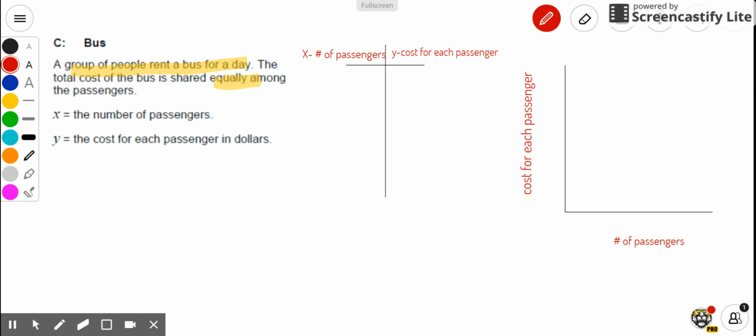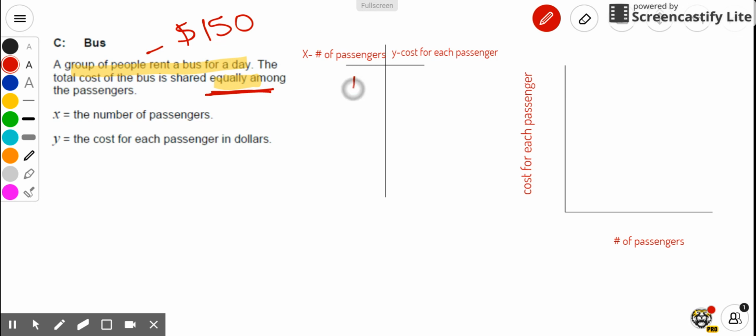Some of the answers that I got in some of the classes were it costs $150 to rent a bus. Any number is fine. You decide that. And then it's going to be shared equally. So no matter how many passengers there are, my total always has to come to 150 because that's what I have to pay the bus people.